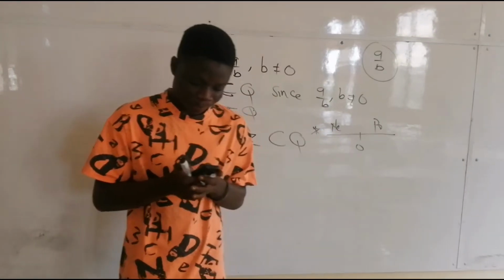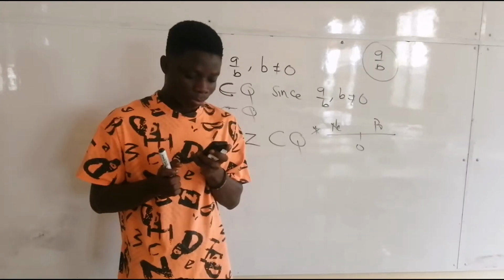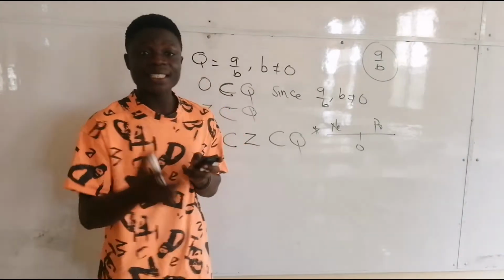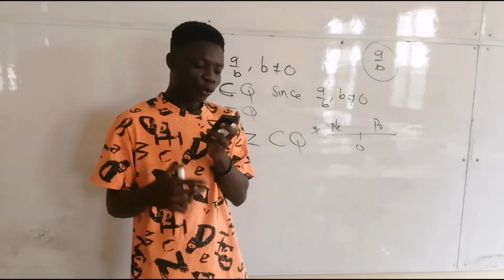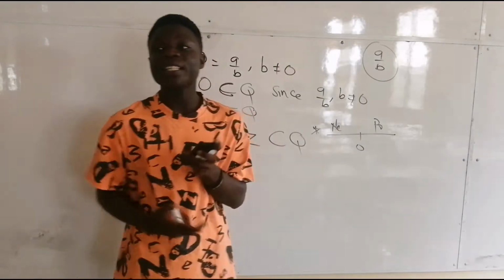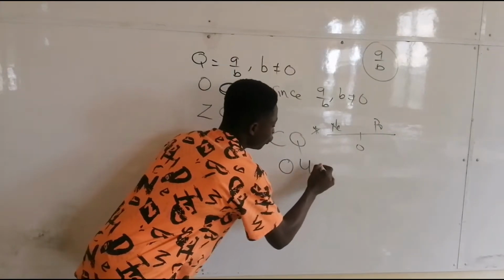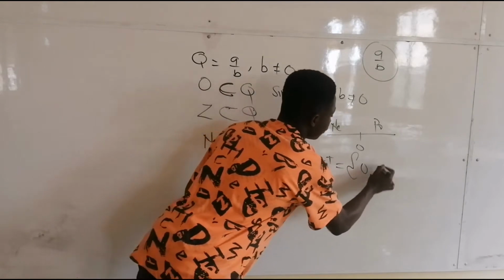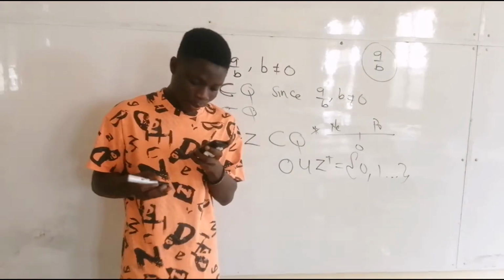Yeah. So what we're going to talk about now is, with integers, we have the positive integers and the negative integers. You should know that. And 0 union the positive integers becomes the whole numbers. So 0 union positive integers starts from 0, 1, 2. So it becomes what? The whole numbers. So you should know that.